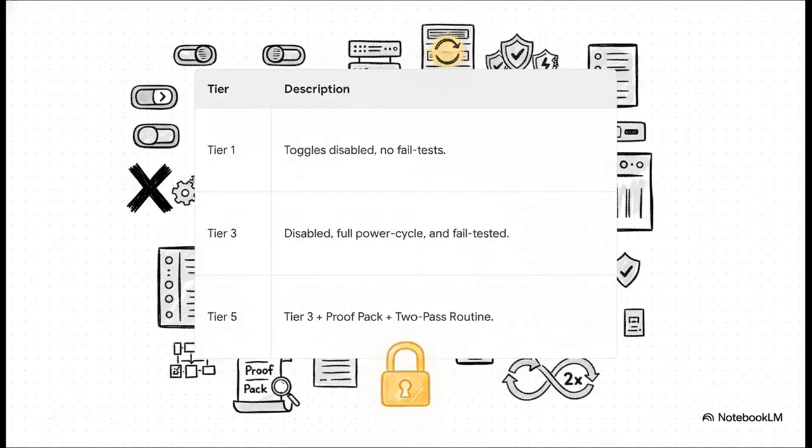You can almost think of it in terms of compliance tiers. Tier 1 is just flipping the toggles and hoping for the best. But we want to be at tier 5. That's where everything is disabled. You've done a full power cycle, you've fail tested it, and you have the proof pack from your 2-pass routine. That is the absolute gold standard for a smooth, boring, in the best way, check-in process.